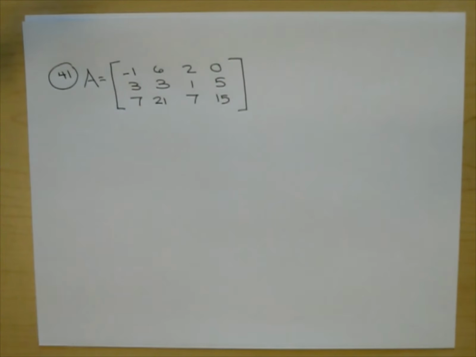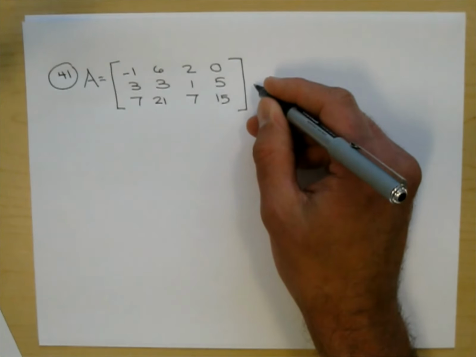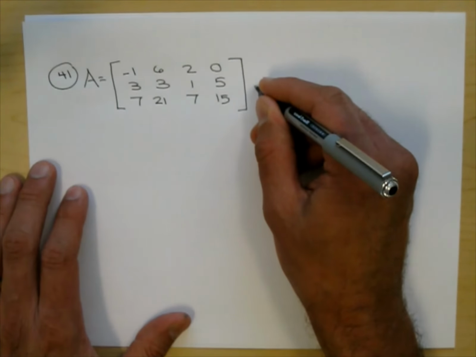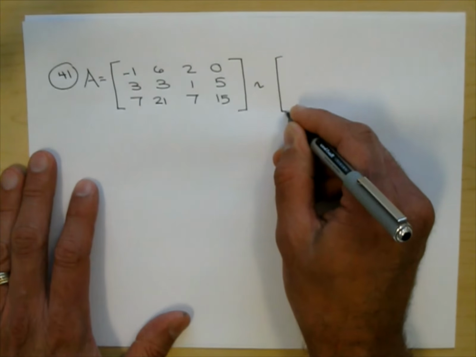Okay. This is indeed the problem that I want to do. So what do I have here? I'm going to go ahead and reduce this matrix. That's the first thing that we do when they ask for all those things.